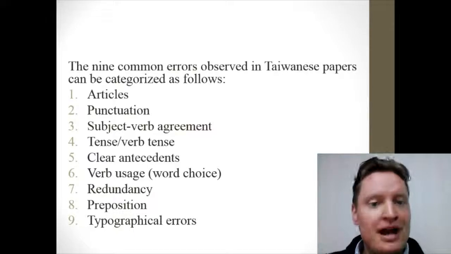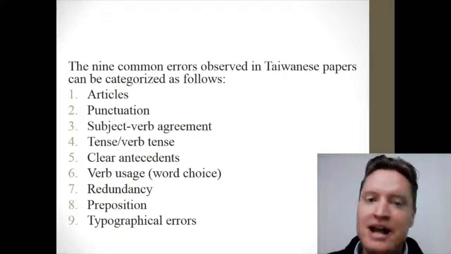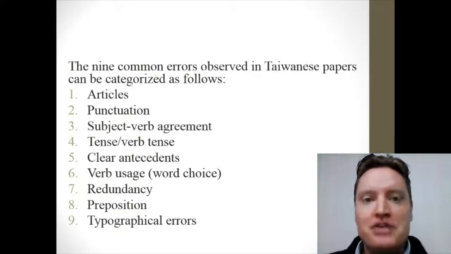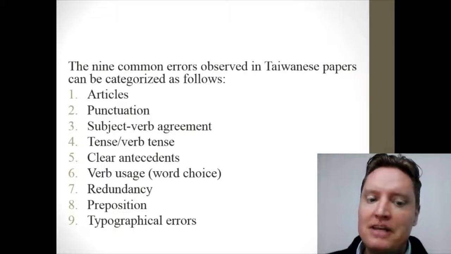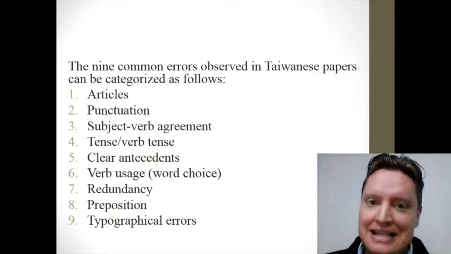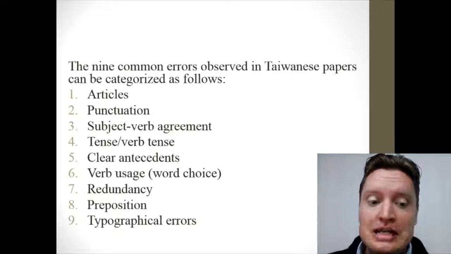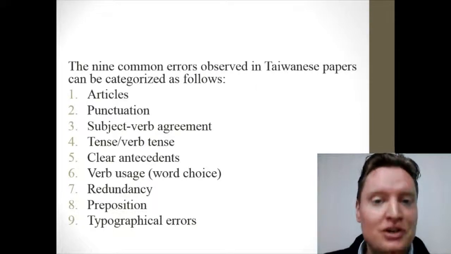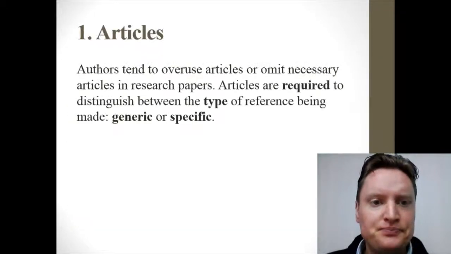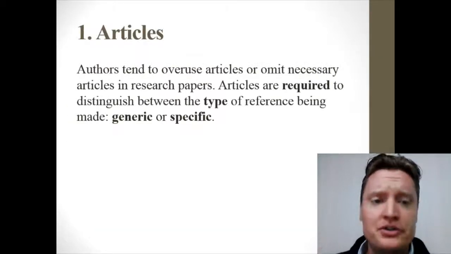Today I've organized my talk into 9 different errors. First, I'm going to discuss articles. That's a, an, and the. Then I'm going to talk briefly about punctuation, subject-verb agreement, tense-verb agreement, clear antecedents, verb usage, redundancy, prepositions, and then finally some typographical errors. Again, all of these sentences are taken from engineering papers that we have been working on here in our editing company. The first thing I want to discuss is articles.